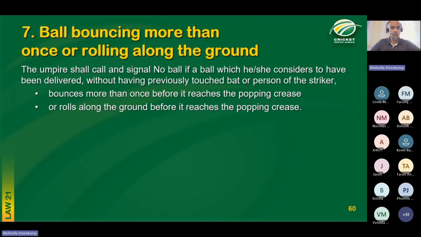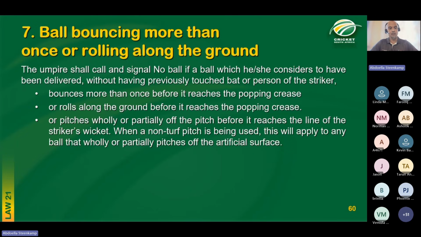And then also, if the ball rolls along the ground before reaching the popping crease, you need to intervene as the umpire by calling and signaling no ball. But please take note, ball is not allowed to bounce more than once. And lastly, on this subsection, if the ball pitches wholly or partially off the pitch before the bowler's bowling crease or before the line of the striker's wicket, you need to call and signal no ball.